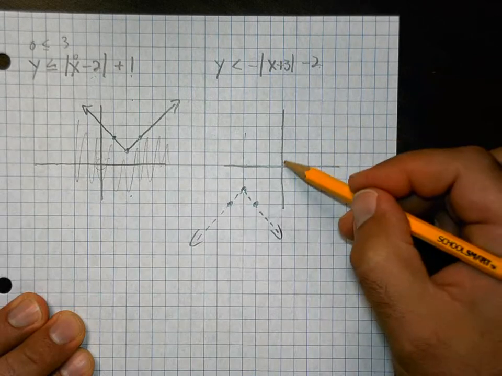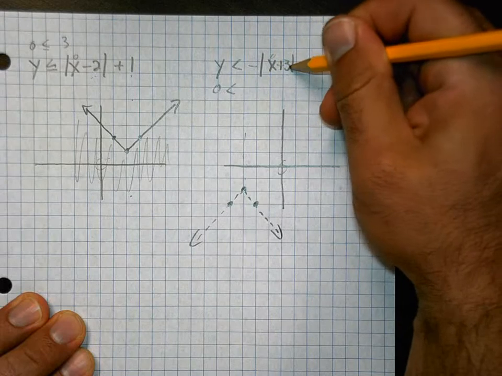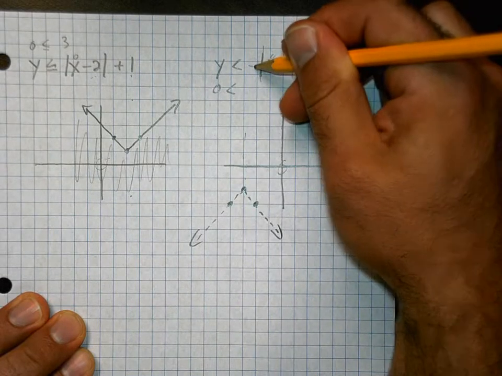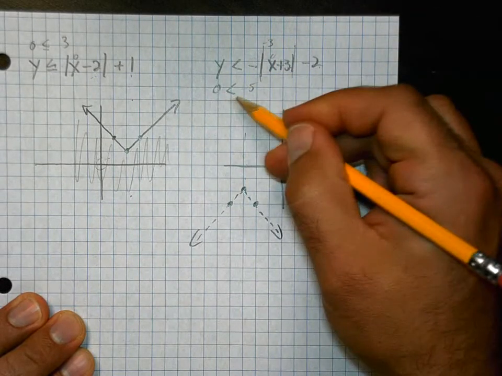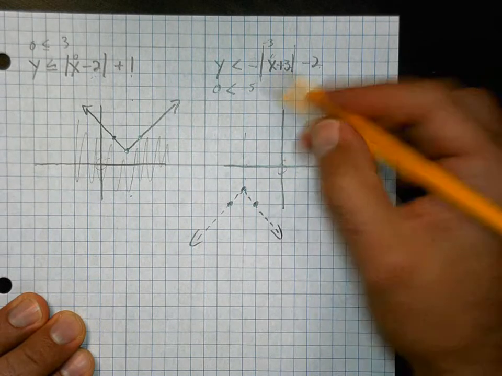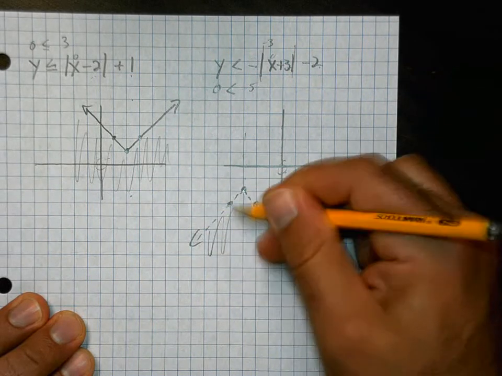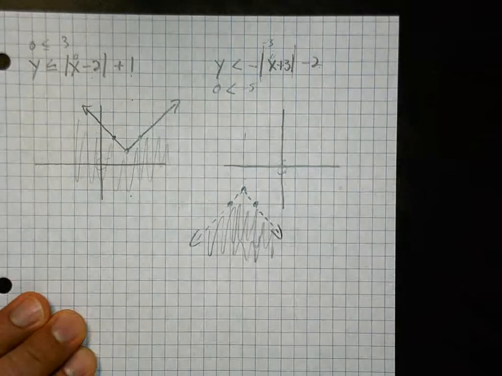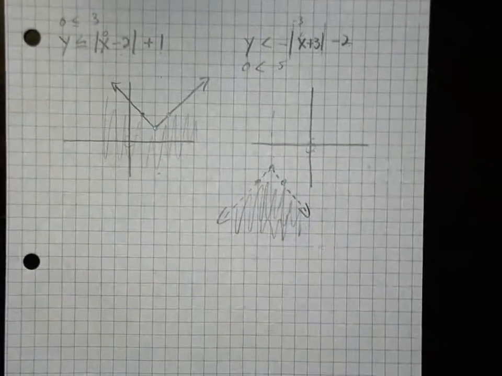Okay, try 0, 0, let's see what happens. 0 is less than, let's see, this would be 0 plus 3 is 3. Absolute value of 3 would be 3. This makes it -3. Minus 2 is -5. Is 0 less than -5? No, it's greater than -5. So I would not shade above this graph, I would shade below, which happens to be inside the V graph there. Okay, so that is graphing absolute value inequalities.